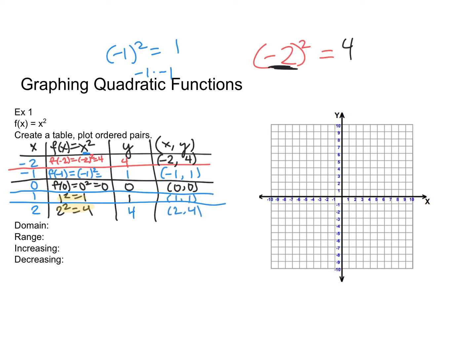Okay, now we're going to plot this and see what this looks like. So at negative 2, 4, I will have an ordered pair. And then at negative 1, 1, and then 0, 0, 1, 1, 2, 4. And I'm going to go ahead and connect these. And what happens is it kind of makes like a U shape.